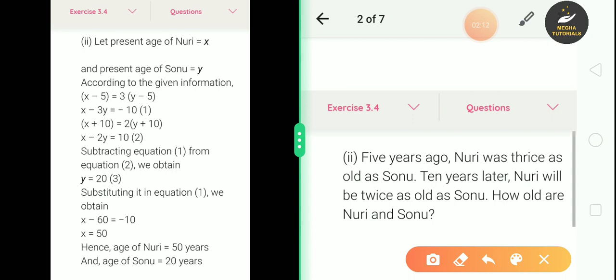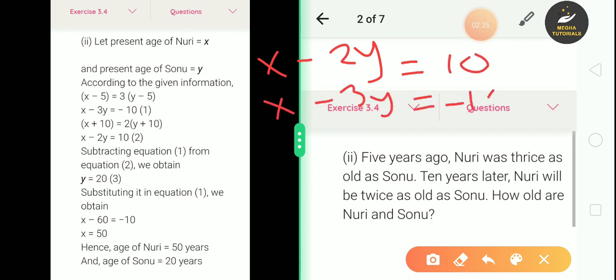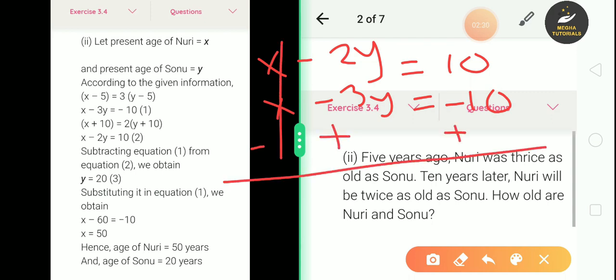Now we can eliminate x because the coefficients are equal. So subtract equation 1 from equation 2. So equation 2 is x minus 2y is equal to 10 and equation 1 is x minus 3y is equal to minus 10. So change sign, minus, plus and plus. So x will cut. Minus 2y plus 3y is y, and 10 plus 10 is 20. So we are getting y is equal to 20. Put this value in equation 1.